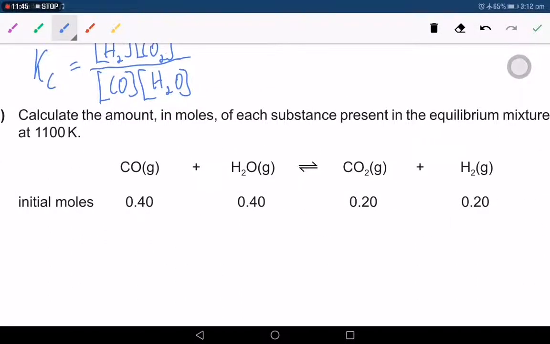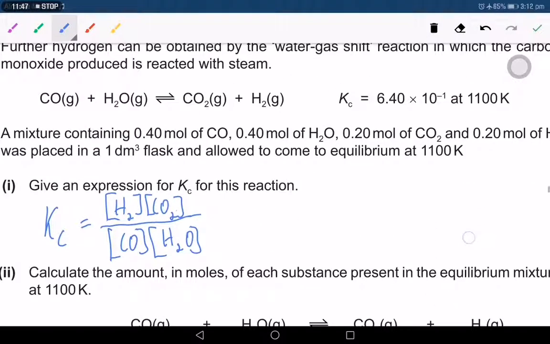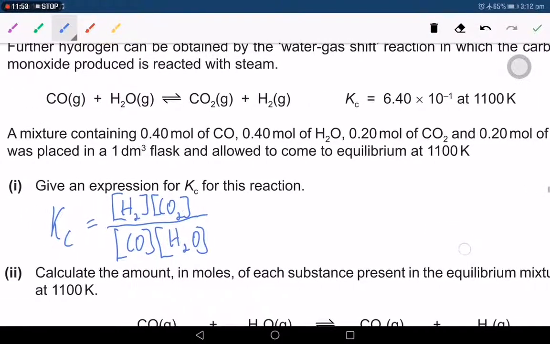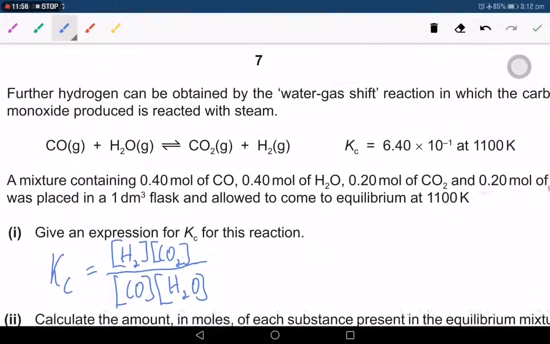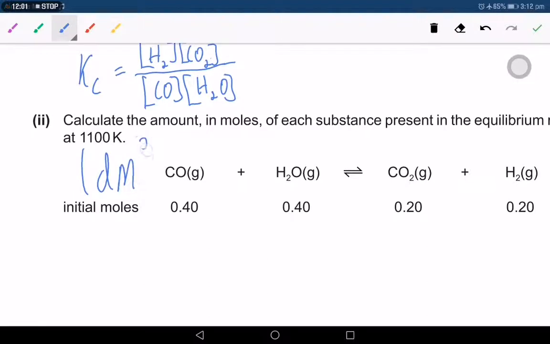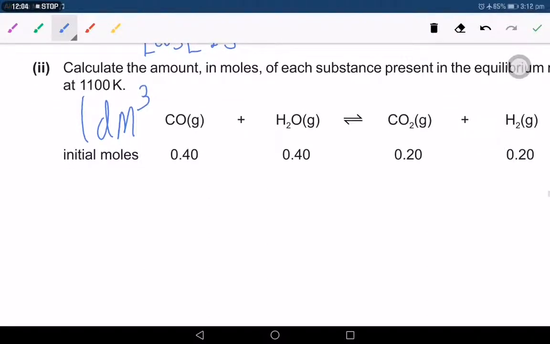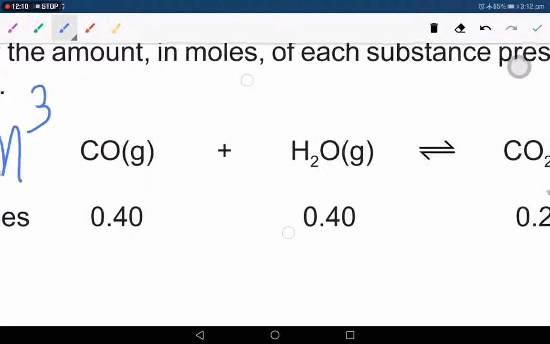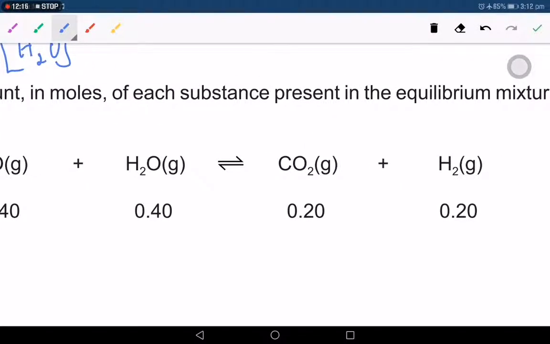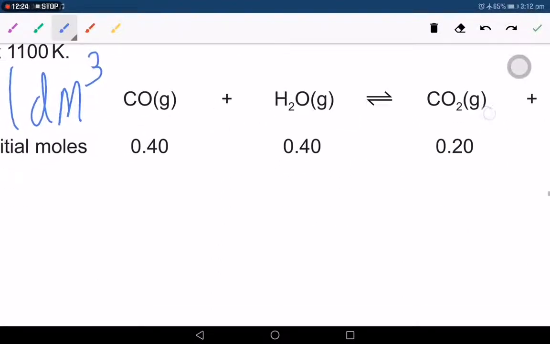So initially 0, 0.2, let you come to equilibrium. So remember, total is 1 dm cube. You must remember this one because the volume is very important, because we are dealing with concentration. Okay, another thing, the number of moles of CO is the same as the number of moles of H2O. So same thing here, the number of moles of CO2 is the same as the number of moles of H2. So these numbers, 0.2, 0.2, 0.4, 0.4, regardless whatever it is, they must not change, right?